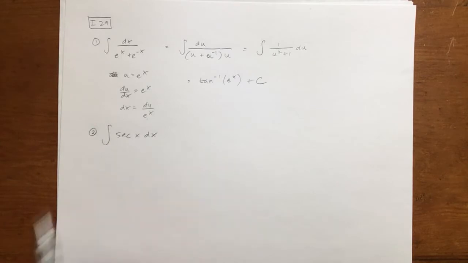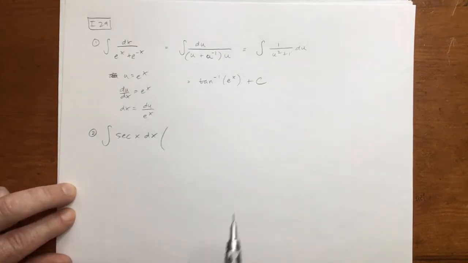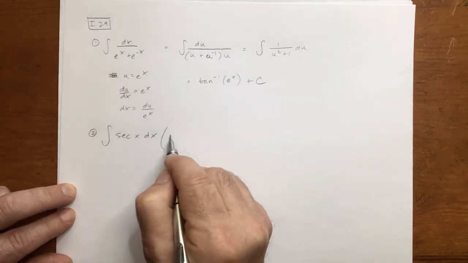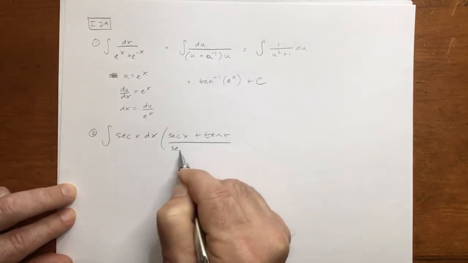We don't know what we could derive to get a secant. Okay, if that's secant squared, we know the antiderivative of secant squared. If this is secant tangent, we know the antiderivative of secant tangent. We don't know that. But somebody thought, why don't I multiply this by something over itself so that the two things I just mentioned come out of this problem? And so what we're going to multiply this by is secant x plus tangent x over itself.